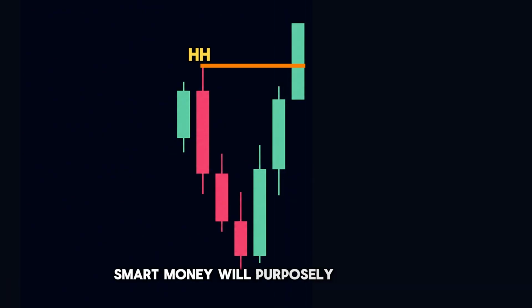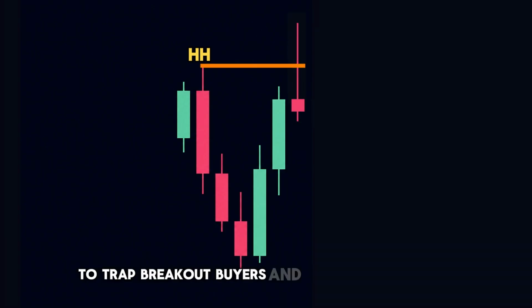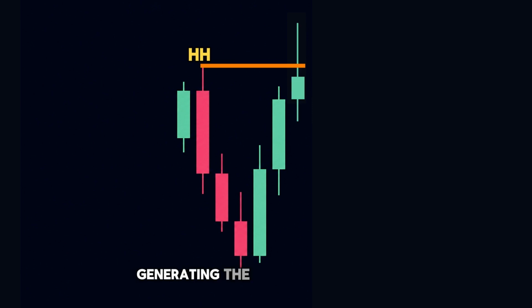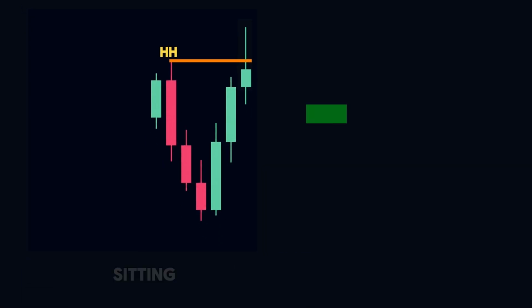Smart money will purposely drive price through that major resistance level to trap breakout buyers and trigger stop losses, generating the liquidity they need before slamming price back down, which completely destroys any bullish fair value gap sitting directly below that resistance.